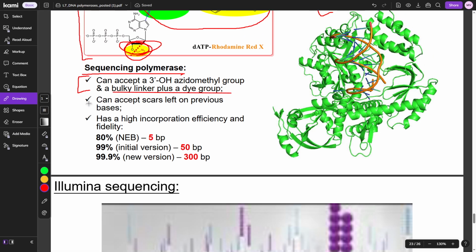And the other thing is that it's very good at polymerizing. The initial versions of this started at like 5 base pairs. It didn't do a lot of base pairs. Then it went to 50, and then it went to 300. So basically, it's very efficient at what it does.